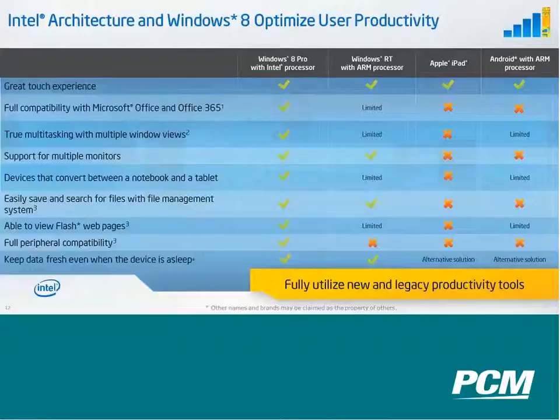Being able to save and search for different things with different file management systems. Microsoft with their operating system, you have a lot of capability you can do there. Adobe Flash, right? And I mentioned this earlier, 85 of the top 100 websites use Adobe, right? Think about all the video that's out there, 80+%. So ability to view Flash web pages. With Windows 8 Pro and Intel processor, you get that complete. You have limited options with other folks, but it's complete there. Full peripheral capability, and then being able to keep data fresh even when the device is asleep. You have that capability, and that's something that's growing also.